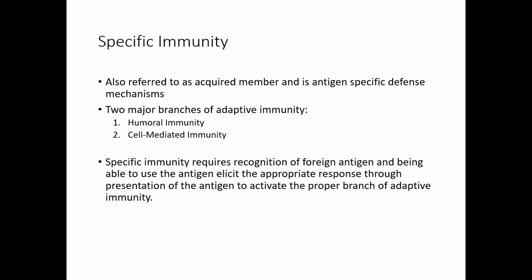So specific immunity or acquired immunity is your body's targeted defense system. It's highly specific to particular antigens, those foreign substances that are going to trigger an immune response. So there are two main branches to specific or adaptive immunity. There's humoral immunity, which involves B cells and the production of antibodies, and then there's cell-mediated immunity, which involves T cells that directly attack infected or abnormal cells. There are specific videos for those two events that you should watch after you watch this one.